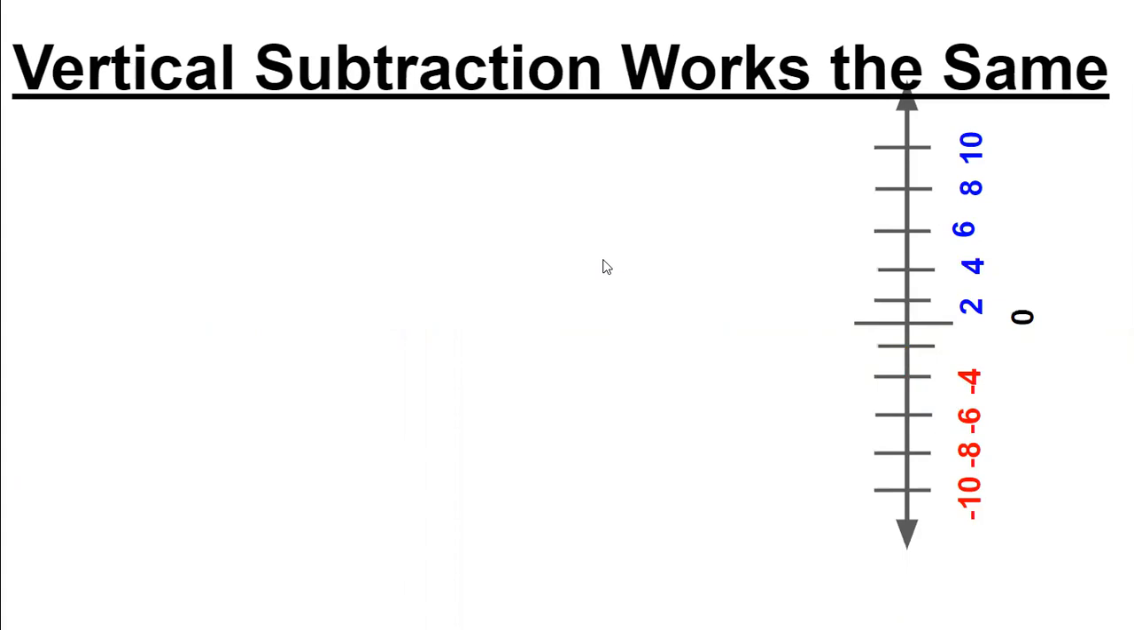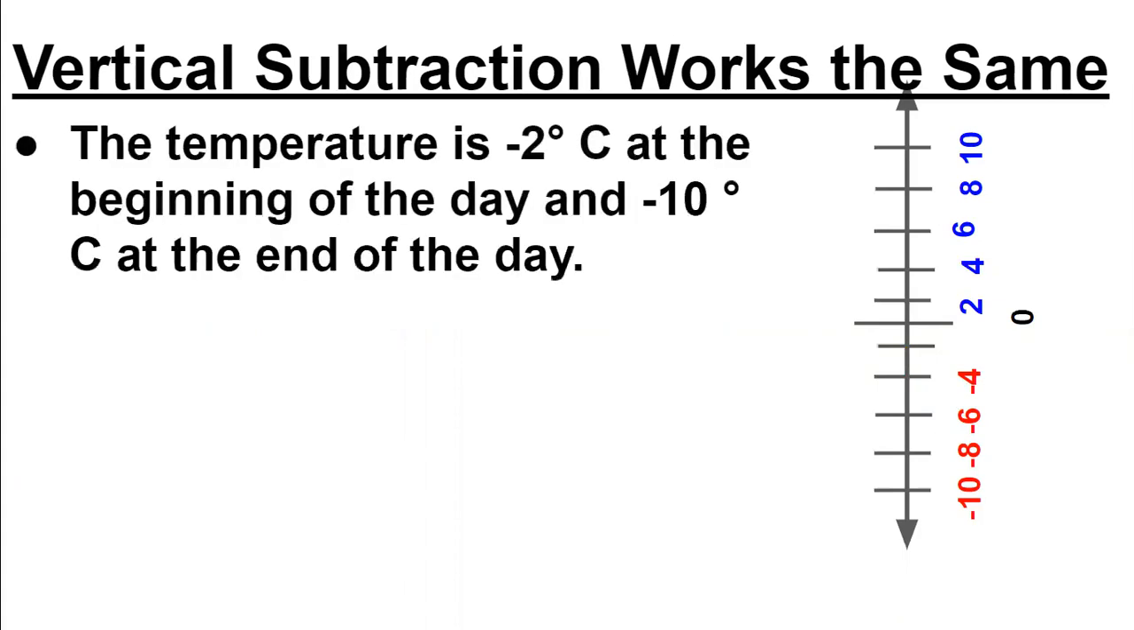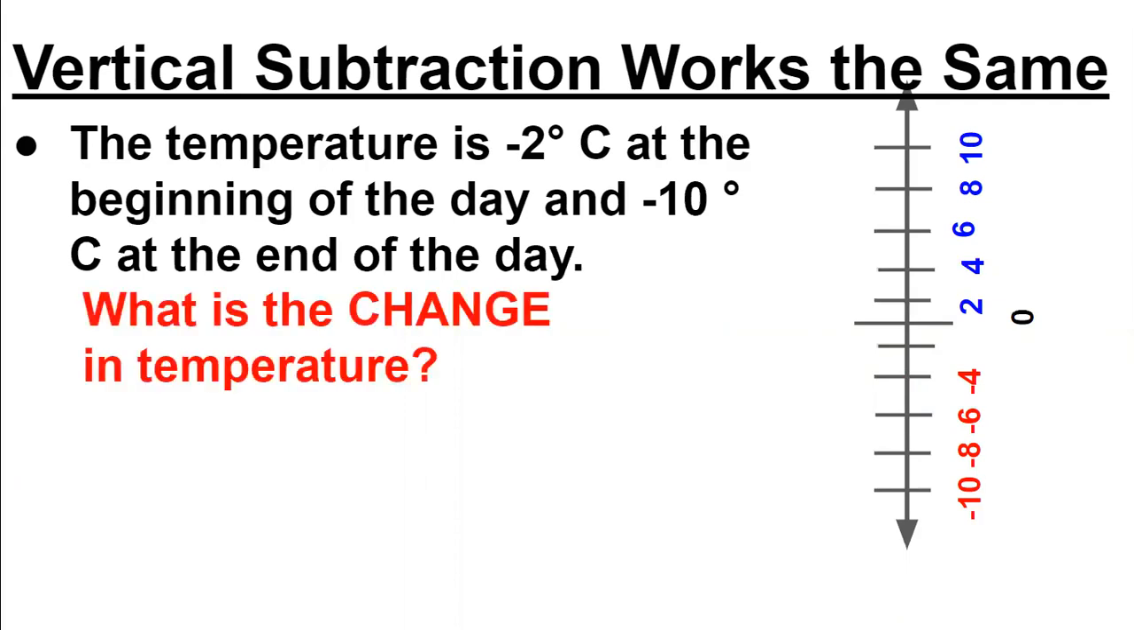Let's try another one. The temperature is -2 degrees Celsius at the beginning of the day and -10 degrees Celsius at the end of the day. What is the change in temperature? First of all, we're going to find where -2 is on the number line. There it is, same spot as before. Where is -10 on the number line? Right there. We want to know the difference, the change from -2 to -10.